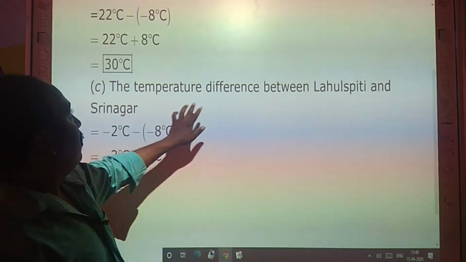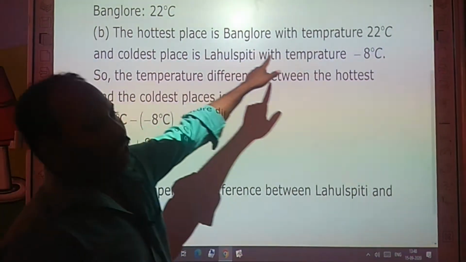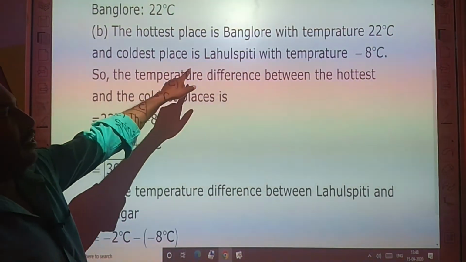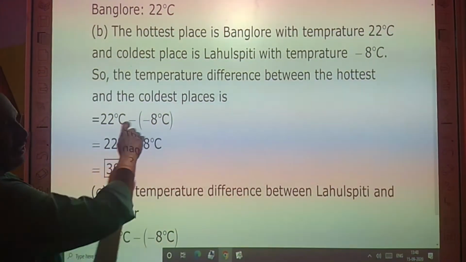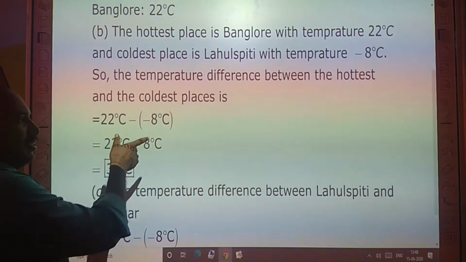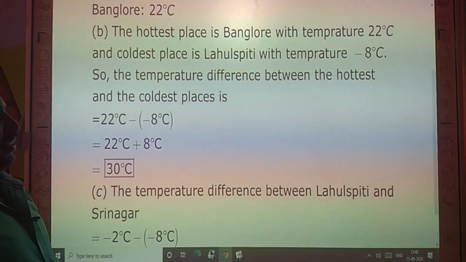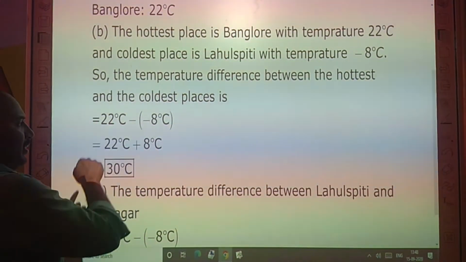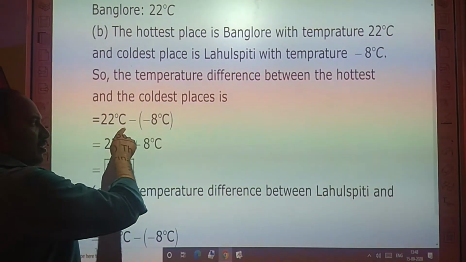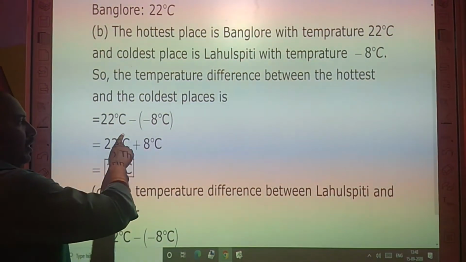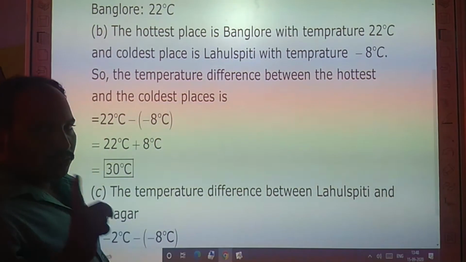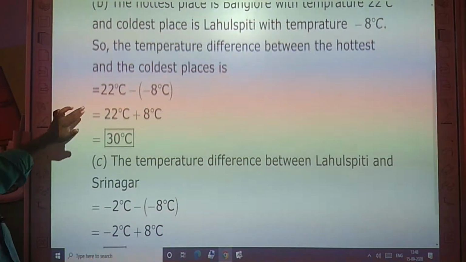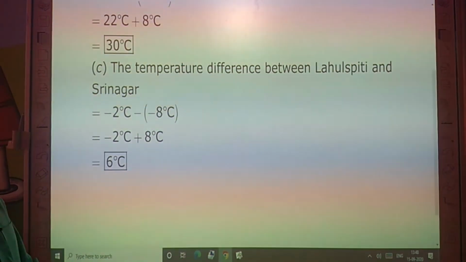The hottest place is Bengaluru, 22 degrees Celsius, and the coolest place is Lahore Spiti, minus 8 degrees Celsius. We want the difference, so we take 22 degrees Celsius minus of minus 8 degrees Celsius. Minus into minus is equal to plus. So 22 plus 8 is equal to 30 degrees Celsius.